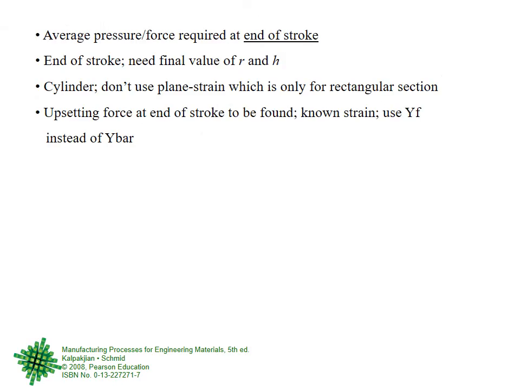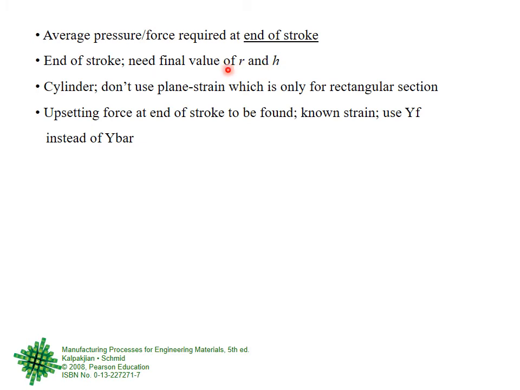So I have now shown average pressure, force required at the end of the stroke. Remember, end of the stroke, this is clearly written. So the location is the final location, end of the stroke, okay? So therefore we need the final value of R and H. The final value, we are calling it not R, right? R was for a cylindrical piece. Was it a cylindrical piece?